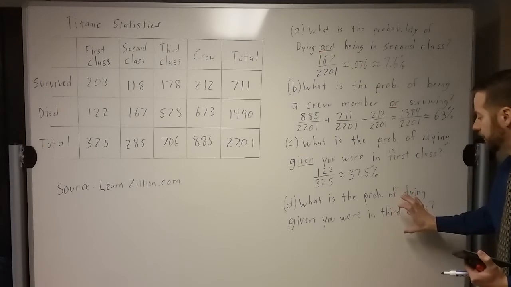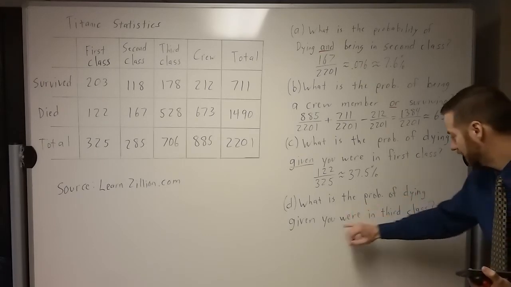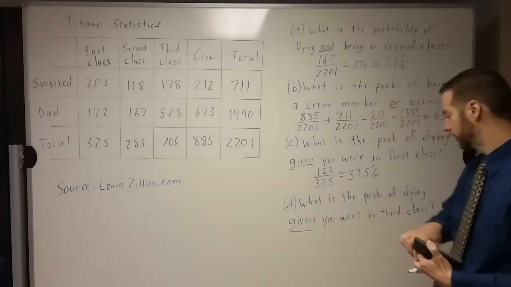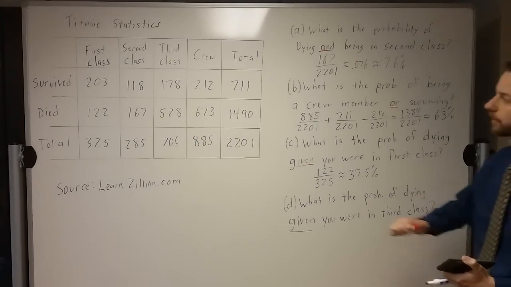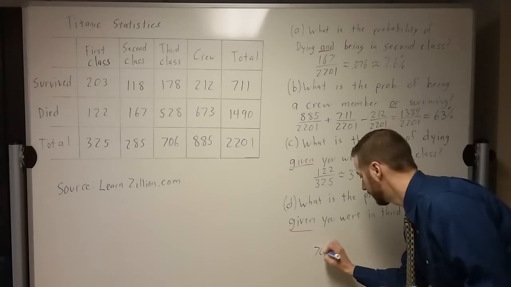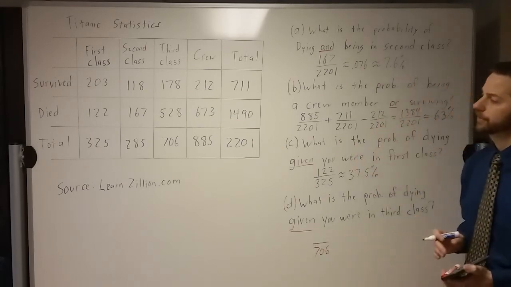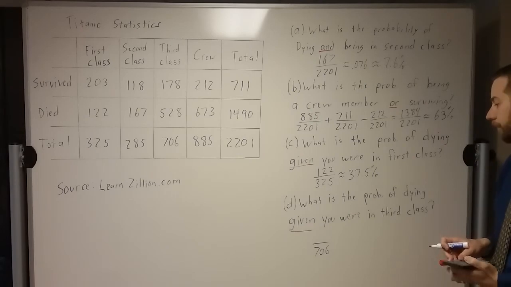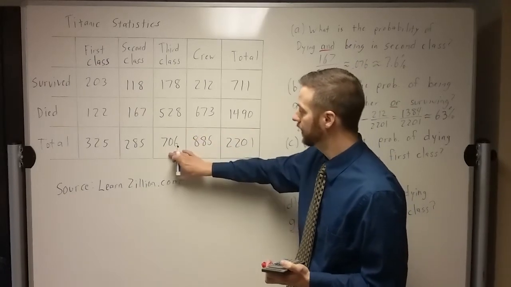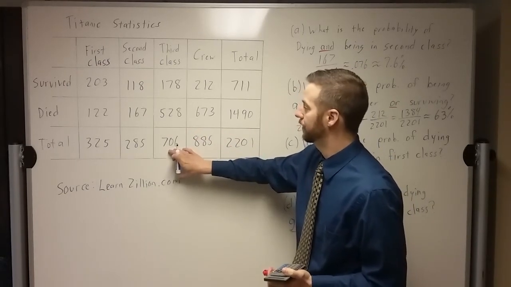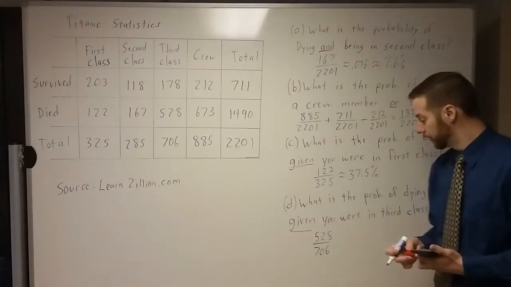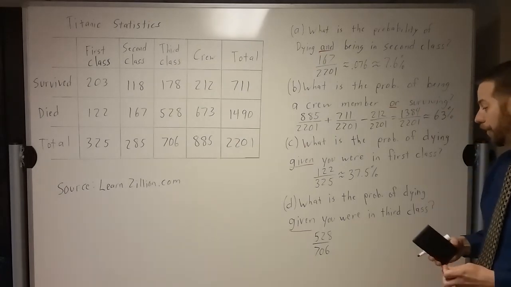And so, probability of dying given that you were in third class. Now again, it's given. That's our operative word here. So we're not looking at everyone. We're only looking at people who are in third class. So that's this column right here, which means we've got 706 people total. 706 third class passengers. Now, of those 706 third class passengers, we want the probability that they died. So of these, how many died? So of the 706, 528 died. So there's the probability that you died given that you were in third class.